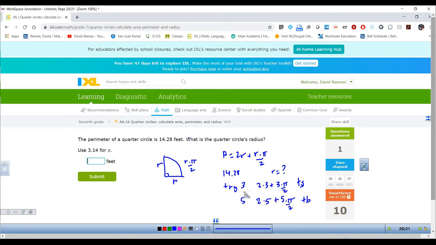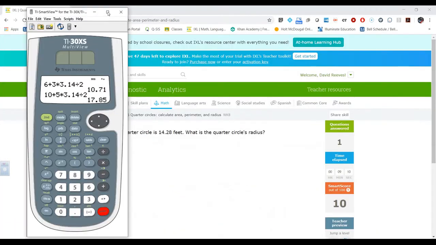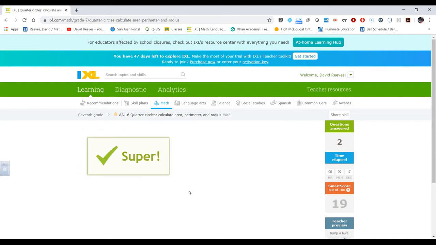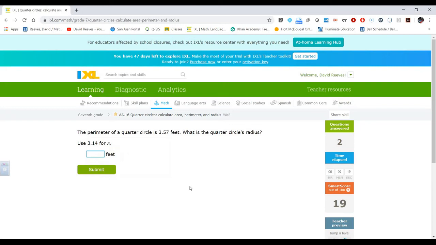And if our answer is going to be an integer value, then it's going to be 4, right? So I'm going to go ahead and say I'm thinking the answer is 4 feet. I put that in. Super duper. All right. The perimeter is 3.57 feet.